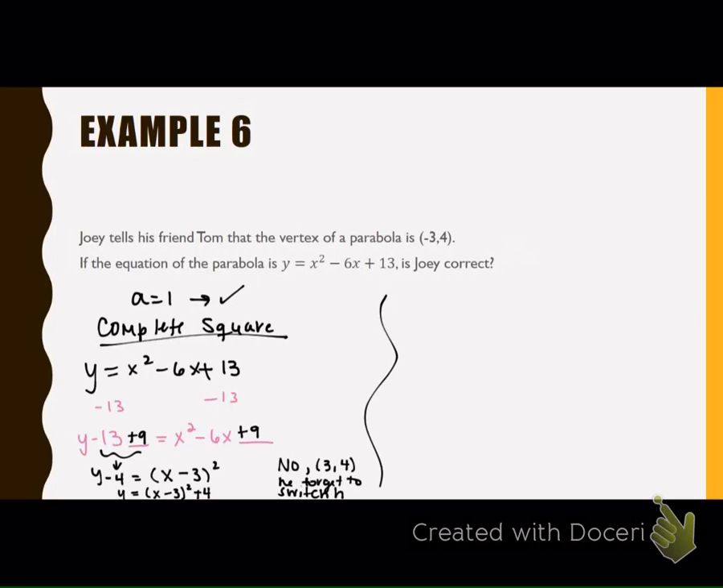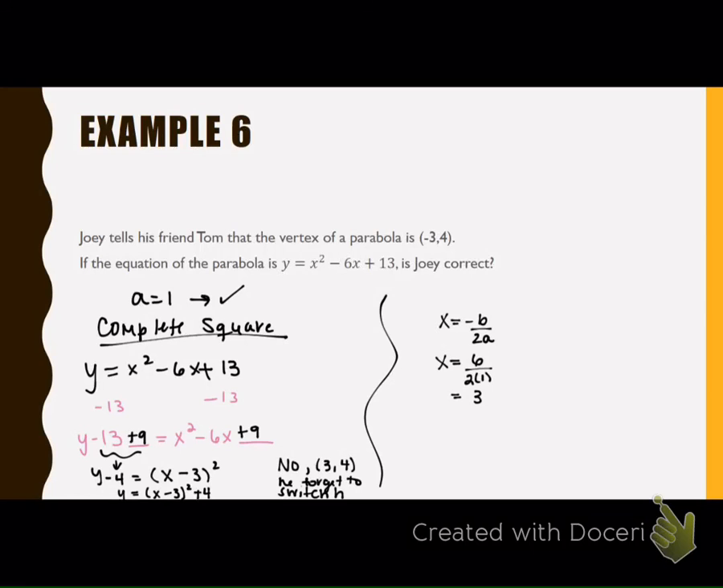Okay, how could you have done this? Kaylee, you had said something else. What could you have done? Yeah, you could have just used x equals negative b over 2a. So the opposite of negative 6 is 6, and then our a value is 1. So that's 3. Can you already tell that he's wrong?